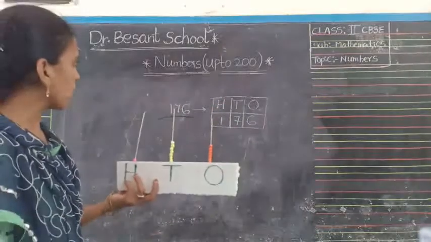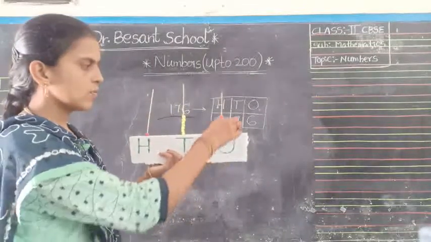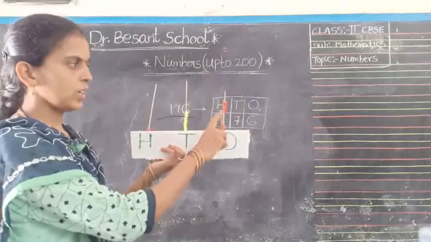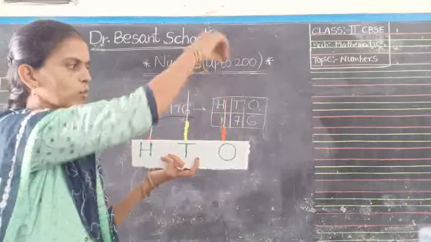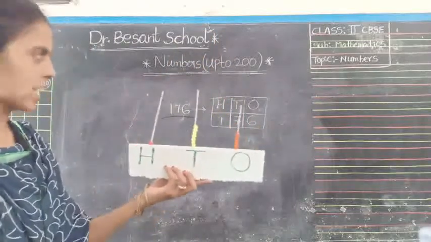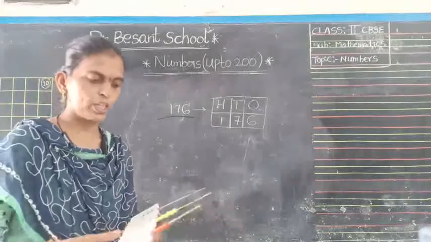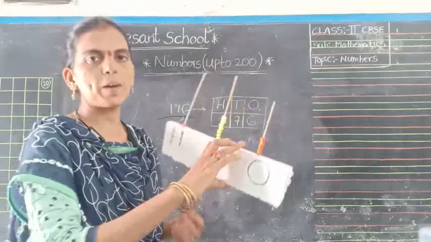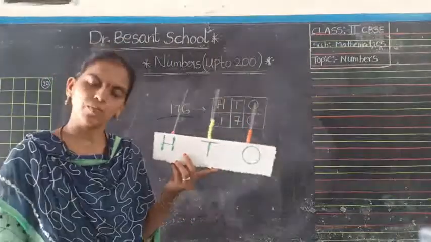Now in ones place how many should we place? 6 beads. 1, 2, 3, 4, 5, 6. Let me take one out. So this is the abacus representation for the number 176. Okay, children. Very good. So on seeing this abacus spike, you can write the number also, or not? Very good.